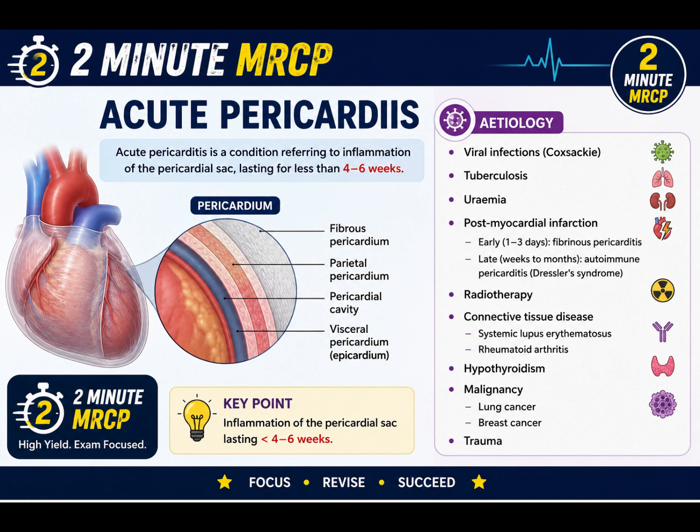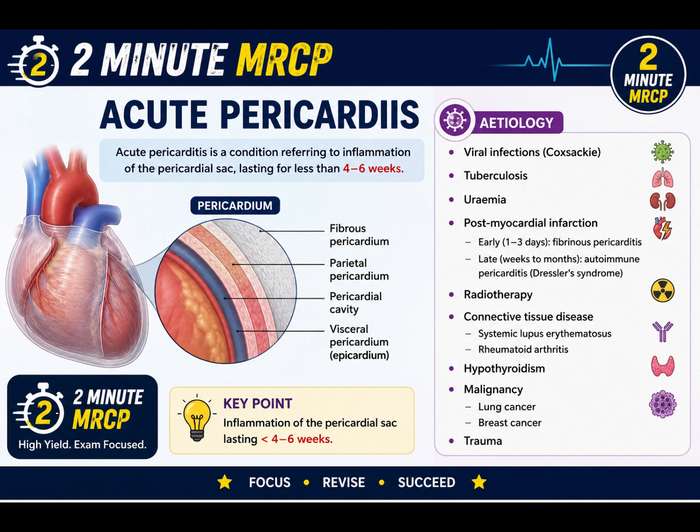The most common cause is a viral infection, particularly Coxsackie virus. Other causes include tuberculosis, uremia, postmyocardial infarction pericarditis, radiotherapy, connective tissue diseases such as systemic lupus erythematosus and rheumatoid arthritis, hyperthyroidism, malignancy, especially lung and breast cancer, and trauma.